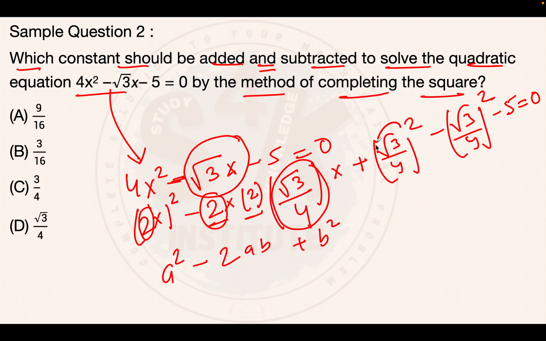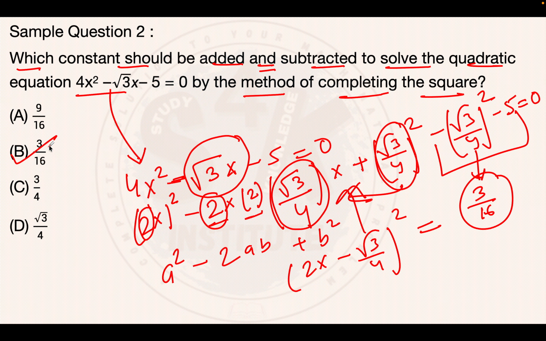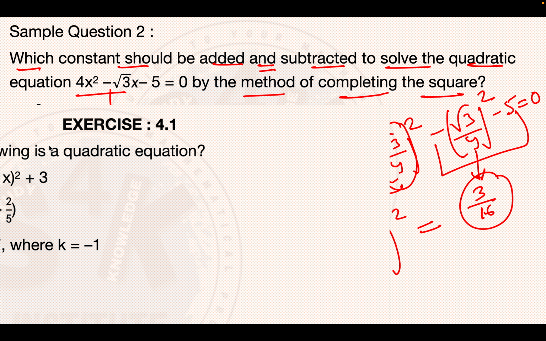So this is the thing that you need to do: the squaring, and add these two, so that it will become in the form of 2x minus root 3 over 4 whole square. That will give you this equation, and then if you simplify this, you can simplify it further. So the thing that you were supposed to add or subtract was 3 over 16. So the answer is B.